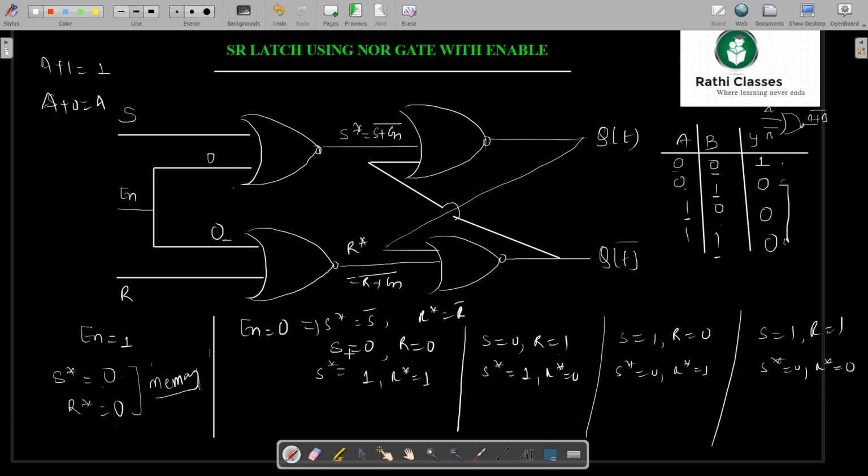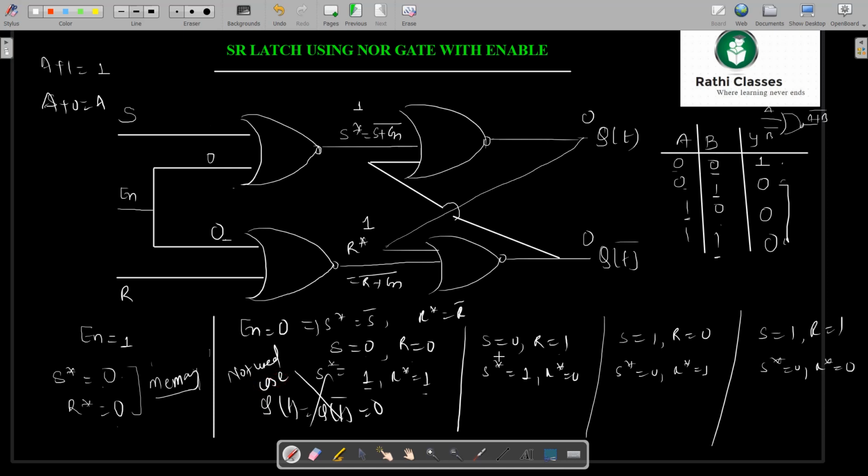For the first case, as S star and R star are the complement of S and R respectively, my case would be when S is equal to 0, R is equal to 0. Say S star is 1 and R star is 1. If any one of the input is high, my output is always low. So Q of T and Q of T bar I am obtaining as 0. So this case you will say is not a valid scenario. So this is the not used case.